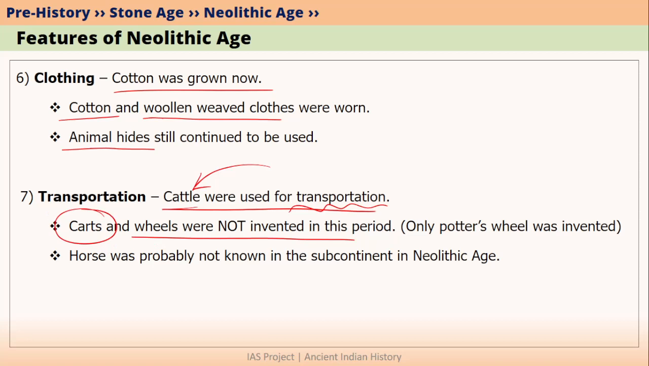However, there was one wheel that was invented. What was that wheel? That was potter's wheel. So they used wheel for making pottery, but not for transportation. And horse was not known to Neolithic age people in India at that time.